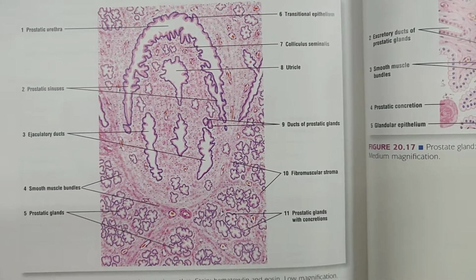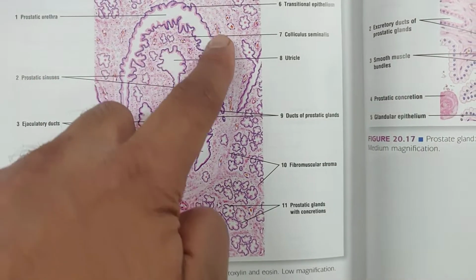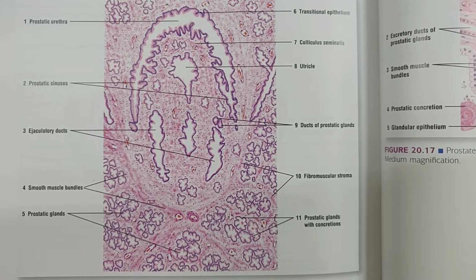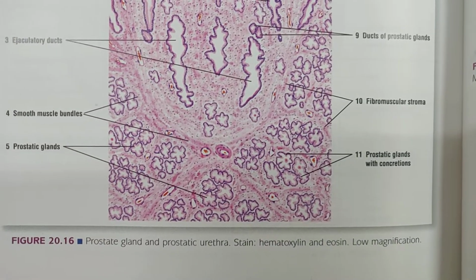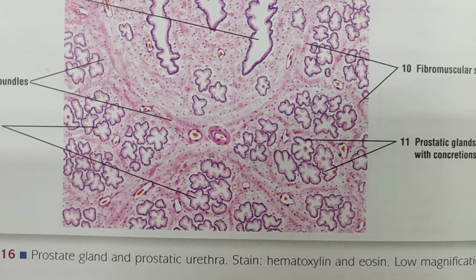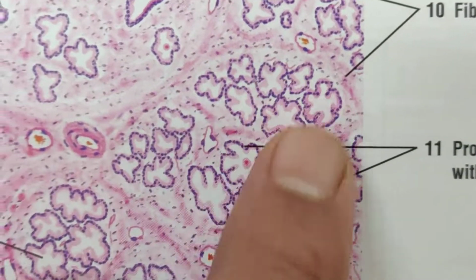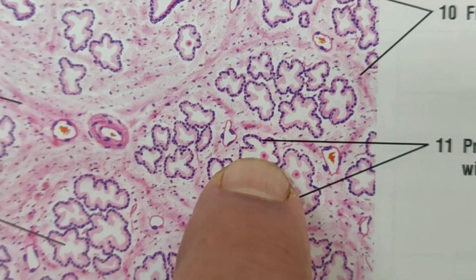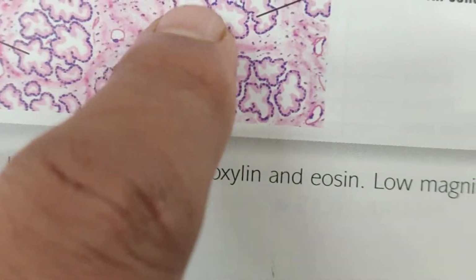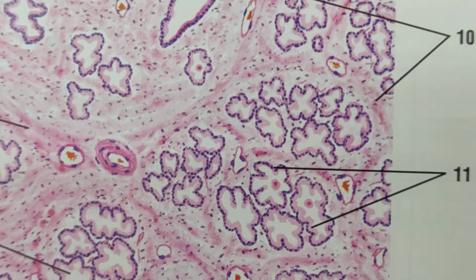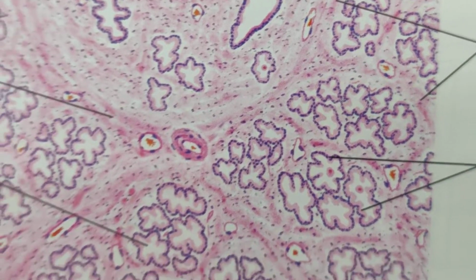Here this is the slide of the prostatic urethra. This is the urethra, which is lined by the transitional epithelium, and here you can see these are the prostatic glands. In this prostatic gland, this pink color, you can see these are prostatic concretions, also called the corpora amylacea, which is seen in old age. So this is about the prostate.